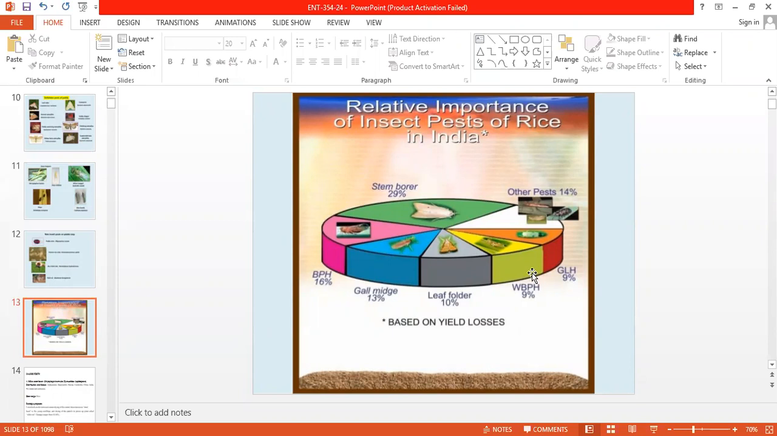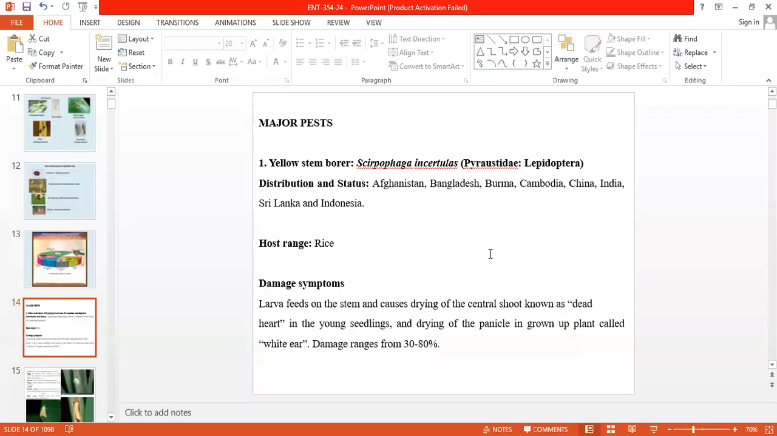In that, stem borer is the first or major pest, then brown plant hopper, gall midge, leaf holder, white-backed plant hopper, and green leaf hopper. First, yellow stem borer, Scirpophaga incertulas, family Pyralidae, order Lepidoptera. This pest is mainly distributed in Afghanistan, Bangladesh, Burma that is Myanmar, Cambodia, China, India, Sri Lanka, and Indonesia. Host range: only one host, that is paddy.